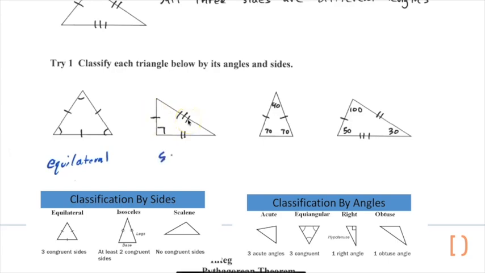So this would be a scalene. All sides are different. Right triangle though. So scalene, all the sides are different, but it does have a right angle. Scalene right triangle. The next one, oh, notice these are the same.